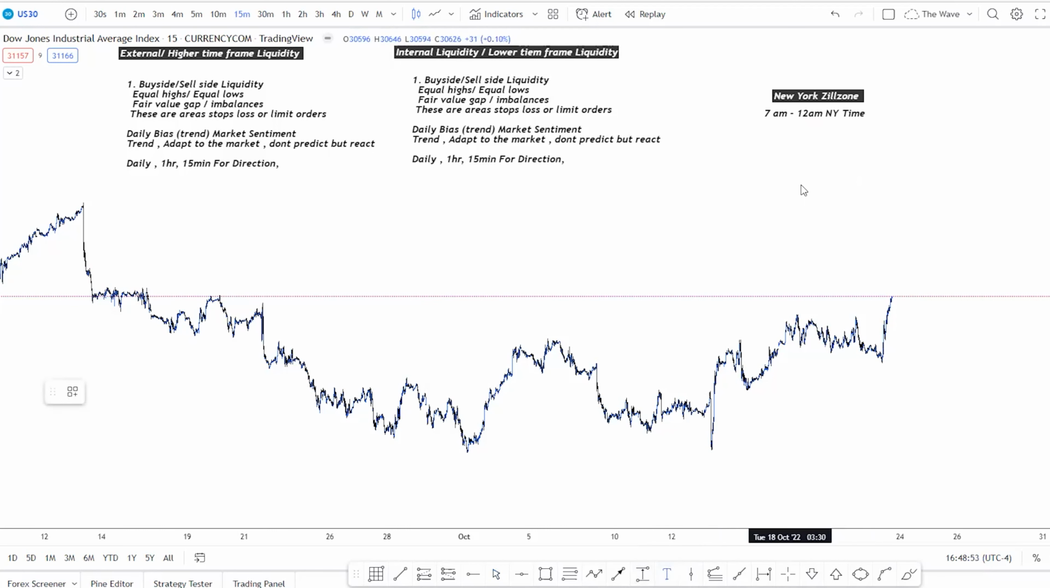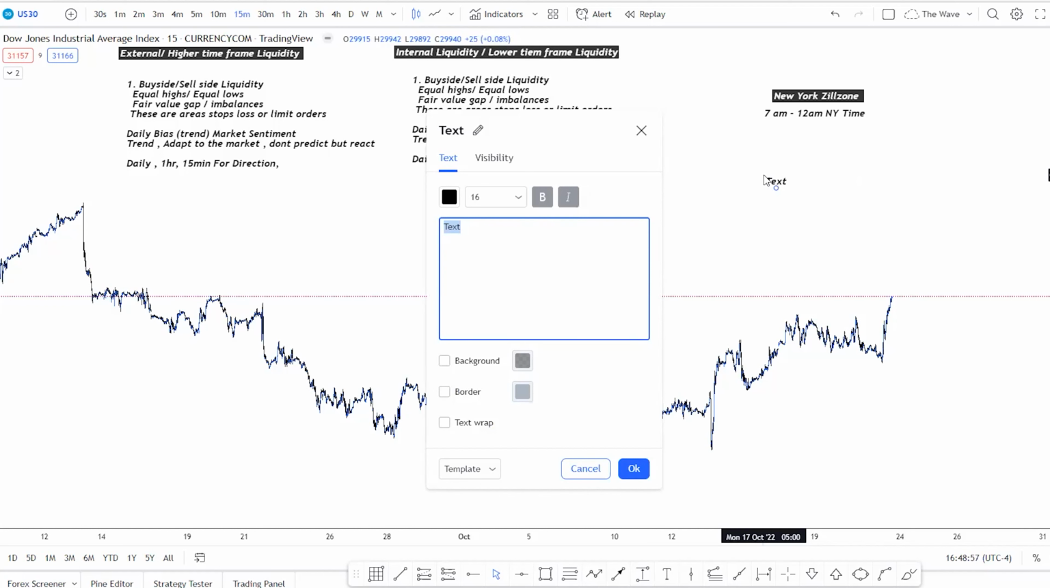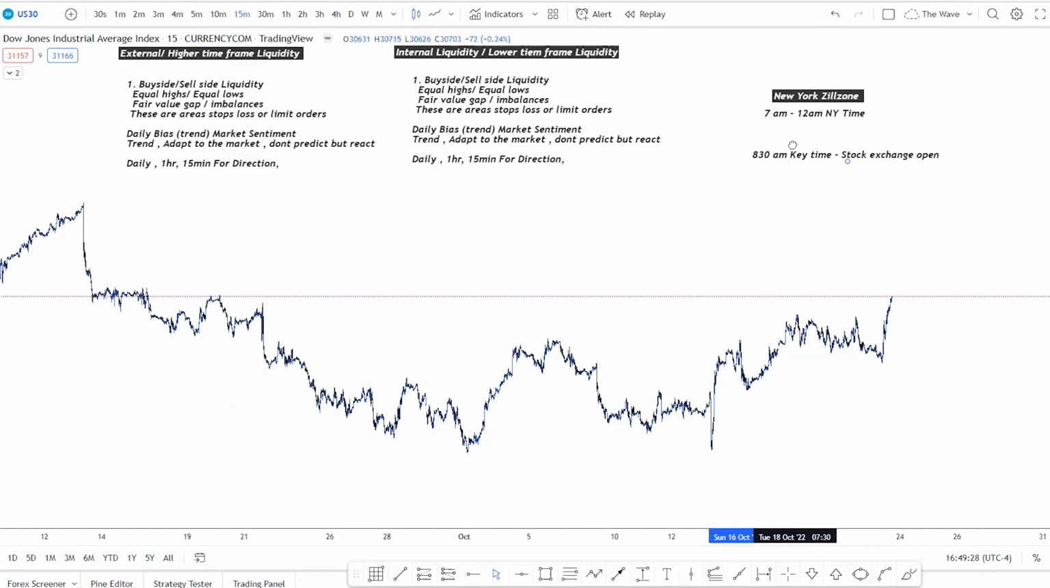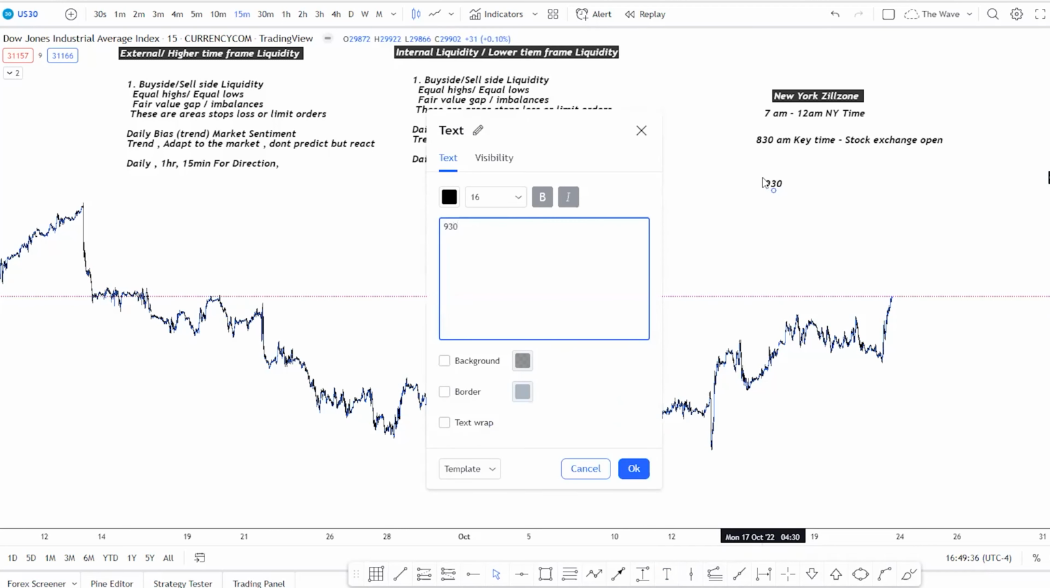Now, to get even more precise, you have certain times that volume comes in heavy to the market. So you have 7 a.m., which is like the start of the New York session. 8:30 a.m. is a key time because the stock exchange opens, right? Then you have 9:30 a.m., when the Chicago Mercantile Exchange opens. So CME open, 9:30 a.m. New York time.